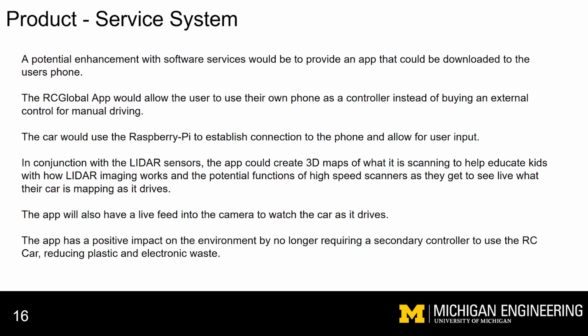For a type of service that could be integrated to form a product service system, the RC car could be wirelessly controlled by the user by downloading an app that is integrated with a control box instead of an external remote controller such as a transmitter controller device. Such an integration would require an embedded system through Raspberry Pi to establish the wireless connection to the phone and receive inputs from the user.